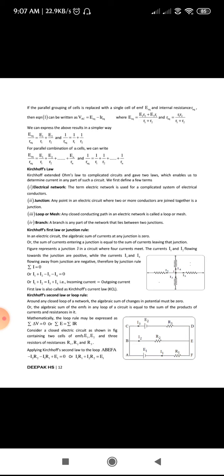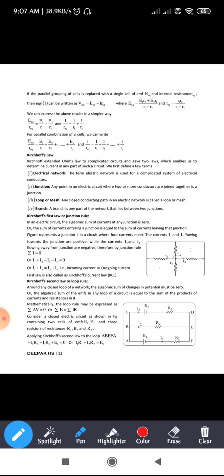Okay, so the change in potential must be equal to 0, or the algebraic sum of the EMFs in any loop of a circuit is equal to the sum of the products of the current and the resistances in it. That means the algebraic sum of the EMFs should be equal to the sum of the products of current and resistance. So mathematically you write summation delta V is equal to 0, or summation E is equal to summation of I into R. Okay, so that is this line I am talking about here.